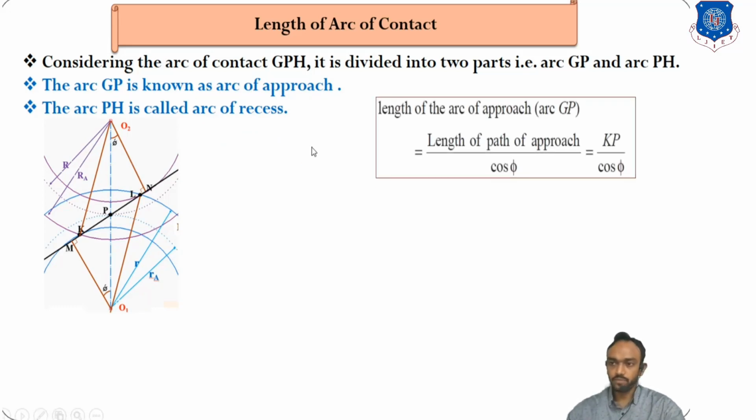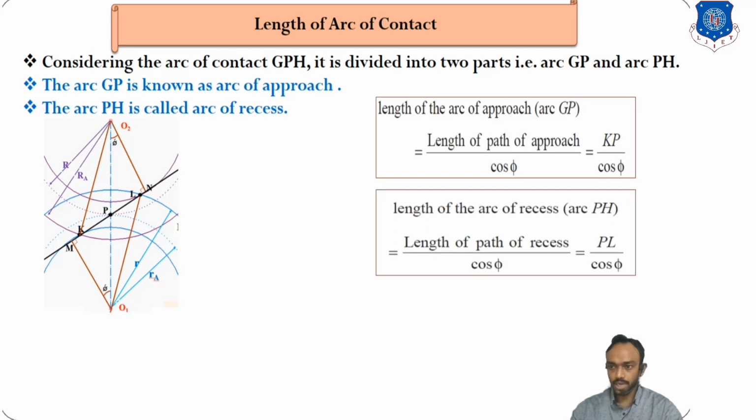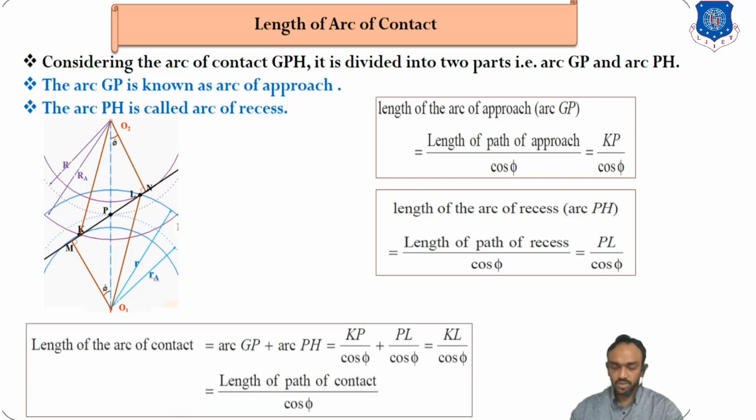So we have the relation: the arc of approach is equal to the length of path of approach divided by cos phi, and the arc of recess is PL upon cos phi. The total arc of contact is KP upon cos phi plus PL upon cos phi. If you have the total length of path of contact KL, divide it by cos phi and you get the length of arc of contact. It is a very useful relation we will use in numericals.